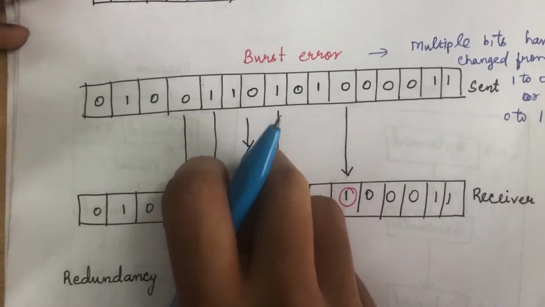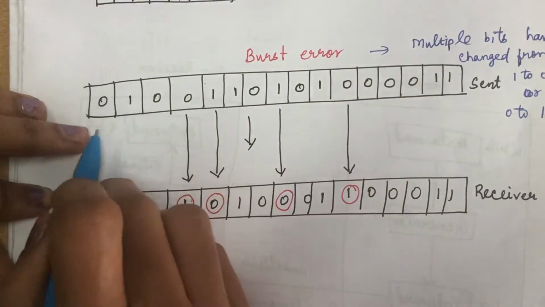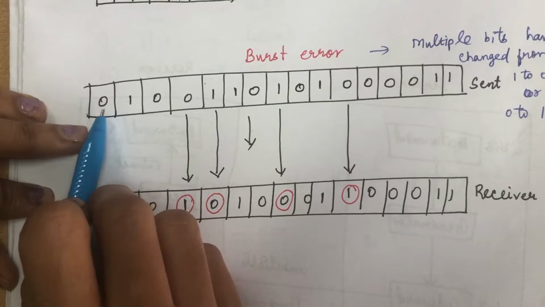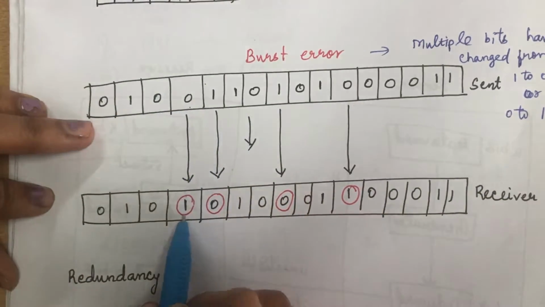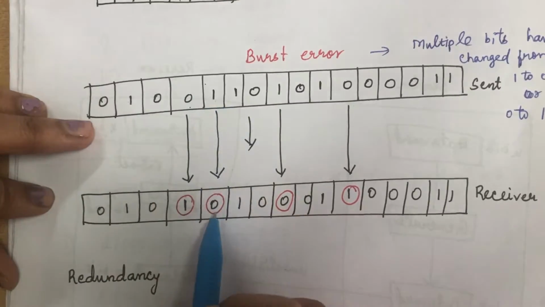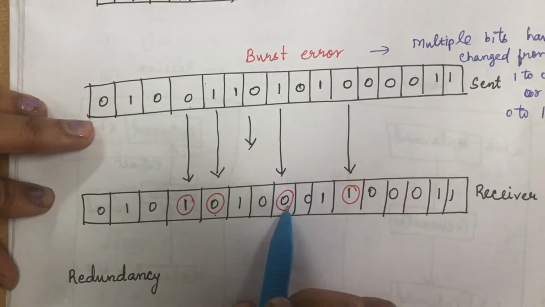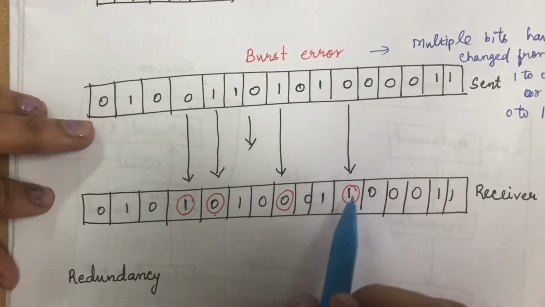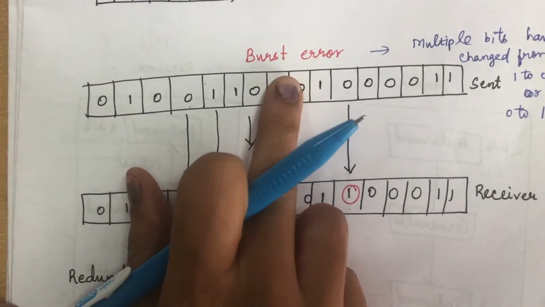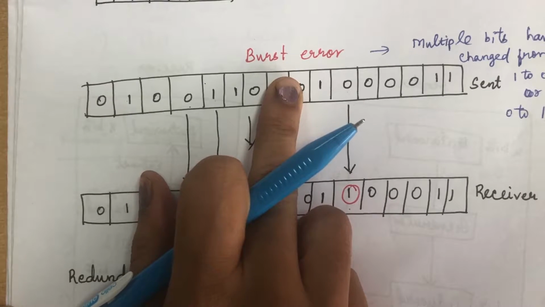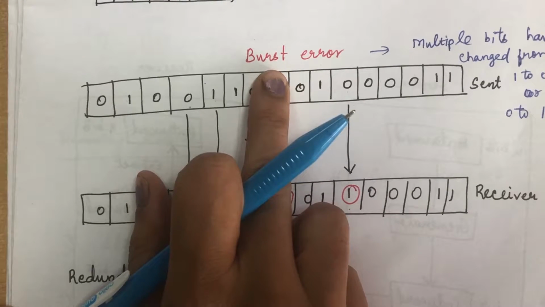So if you see here, this is the data we have sent, but during transmission this 0 bit has changed to 1, this 1 bit has changed to 0, this 1 bit has changed to 0, and again a 0 bit has changed to 1. This is what the receiver will get instead of the original message. These errors are called burst errors.